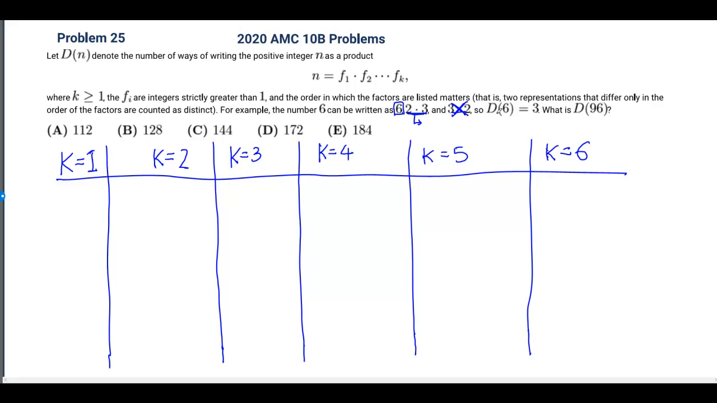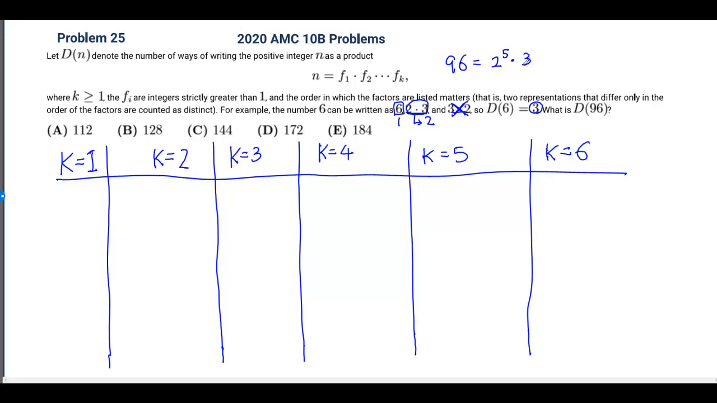So how many ways? This is 1. When you take a permutation over here, that is 2. So 1 plus 2 gives us 3. So we're going to find the number of ways to express some number in product form. Now we have the number 96. 96 is 32 times 3, and 32 is 2 to the 5th power, so 96 is 2 to the 5th times 3. These are the prime factors.